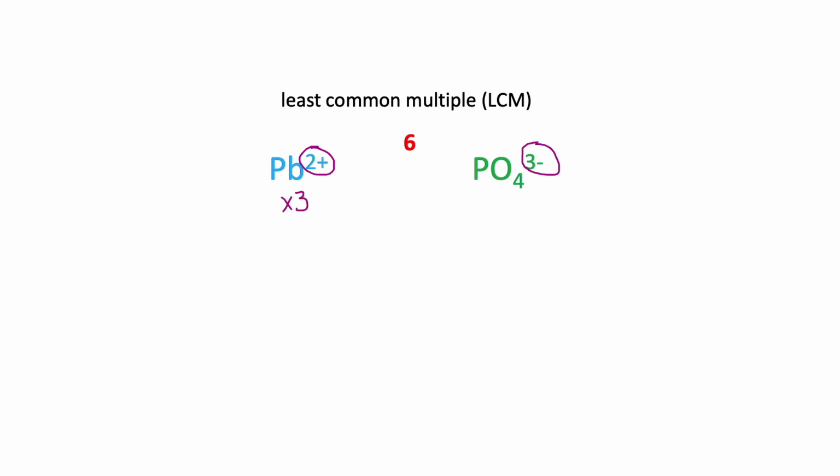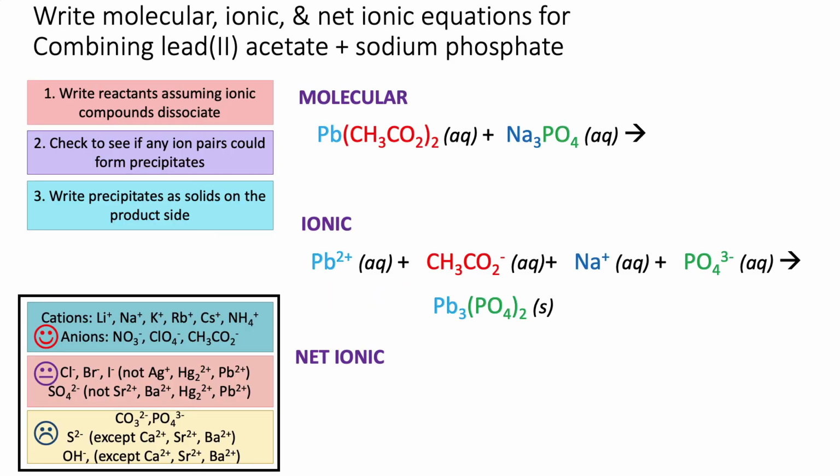So for lead, we need 3. And for phosphate, we need 2. So we're going to have Pb3. So we're going to have 3 leads and 2 phosphates making up our ionic compound. We can write that in our ionic compound. And now we have to make sure that our atoms and charges balance. So you can see that we have 2 phosphates in our precipitate, which means we have 2 phosphates here. Where did we get those 2 phosphates from? Well, originally they came from our sodium phosphate.